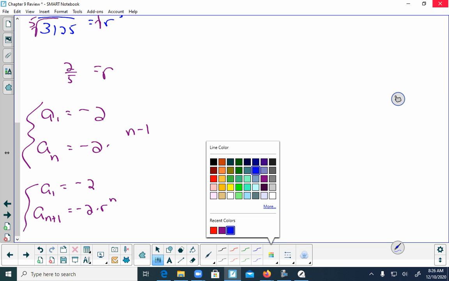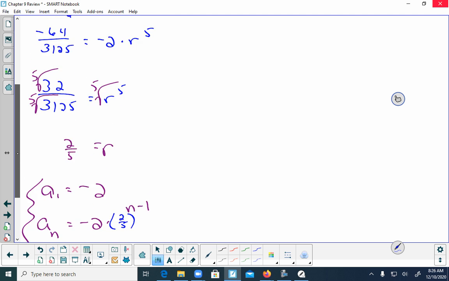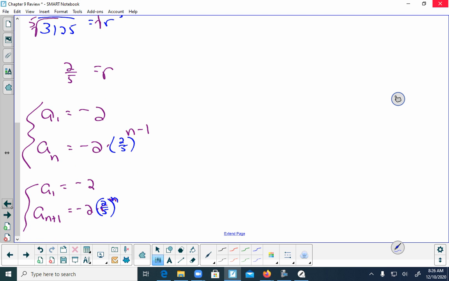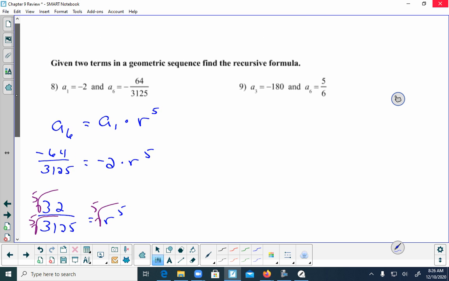I hope you were yelling at me. So this is 2/5. You have to put that in there, and this is 2/5. Raise the n minus 1. Yeah, so you have to have those parts. So you have to say what your first term is so you know what you're multiplying by. If you don't give the first term, you're not giving the whole recursive formula.